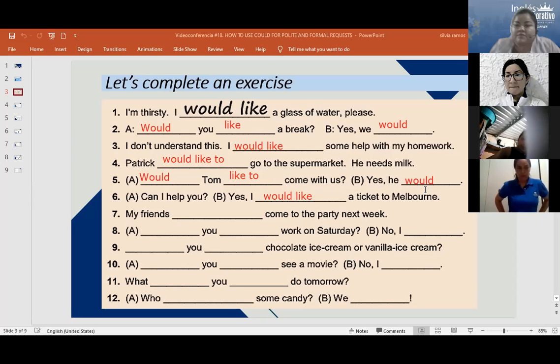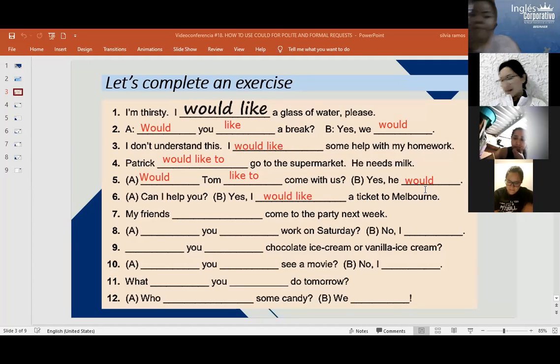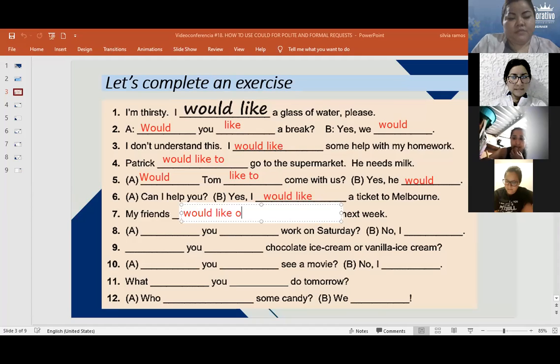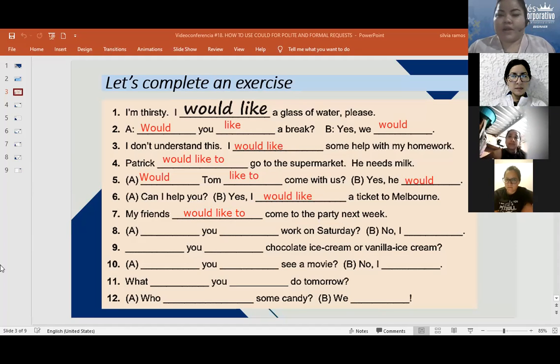Number seven. Who's number seven, Daniela? Quiero ver. ¿Quiénes están? No me acuerdo de los nombres. Teresa. Teresa, okay. My friends would like to come to the party next week. That is correct. Thank you.